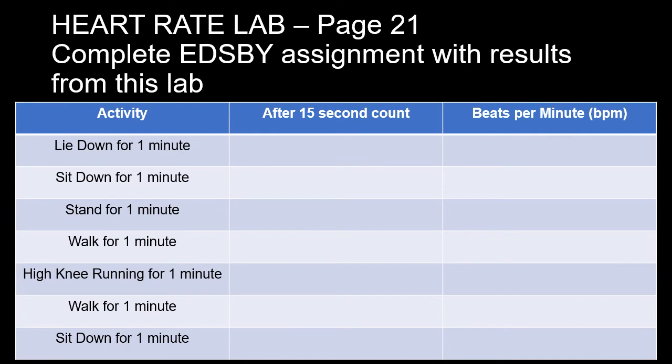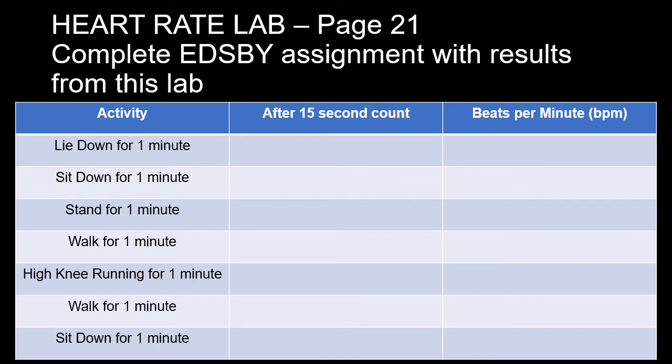On page 21, you'll see the same description of what you need to do for the heart rate lab. If you have lots of space or you go outside, you have more space to do this. What I'm going to ask you to do is follow the instructions. Start from the top and work your way down all in a continuous motion. Do not take big breaks in between each of these activities.